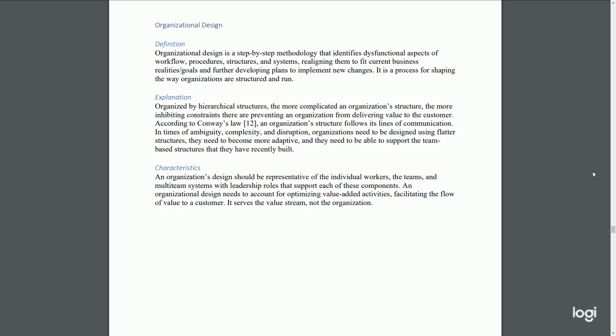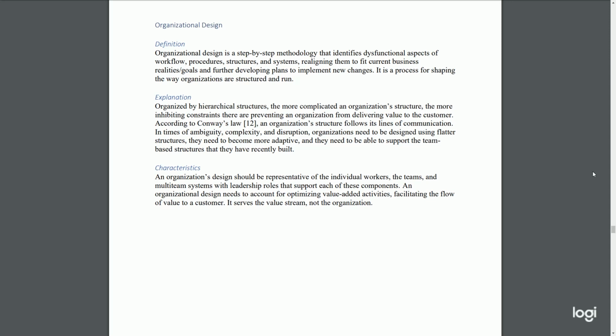According to Conway's law, an organization's structure follows its lines of communication. In times of ambiguity, complexity, and disruption, organizations need to be designed using flatter structures. They need to become more adaptive, and they need to be able to support the team-based structures that they have recently built.